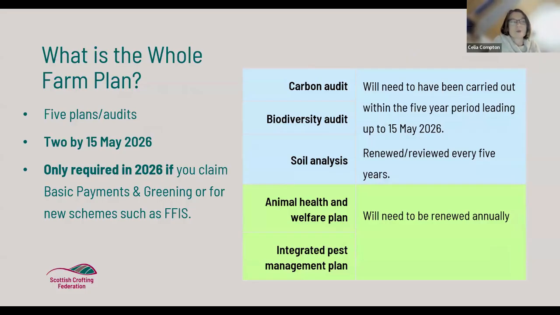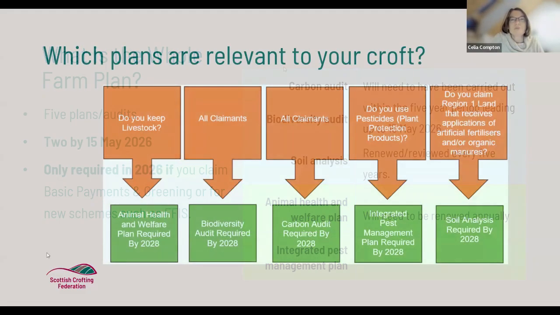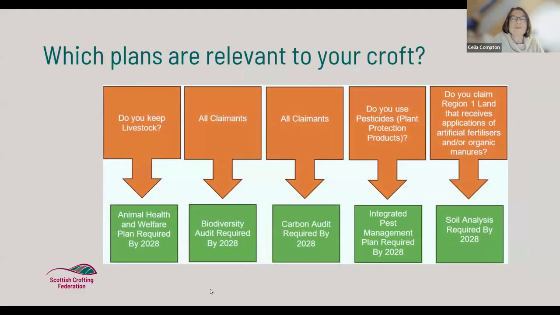And at the minute, it's only a requirement to do this if you're claiming basic payments and greening, or for the FFIS, which is reopening again this summer. You only need to do plans that are relevant to your croft for your whole farm plan. You can read that yourselves, but the biodiversity audit will be required by 2028 by everybody who is submitting a SAF for basic payment.